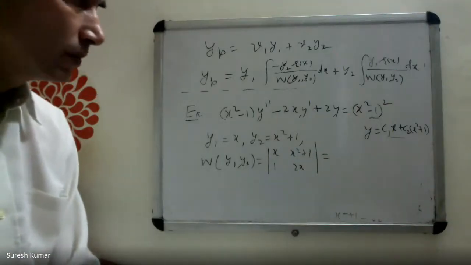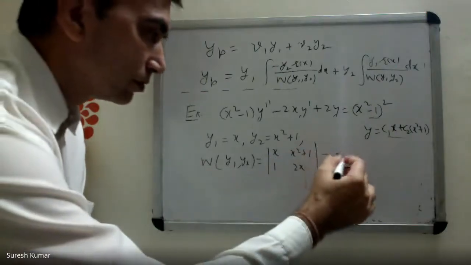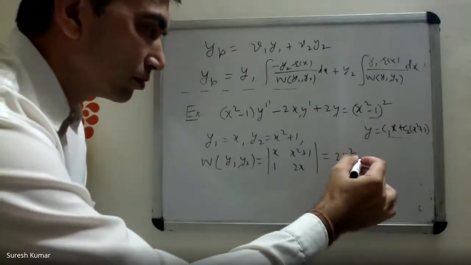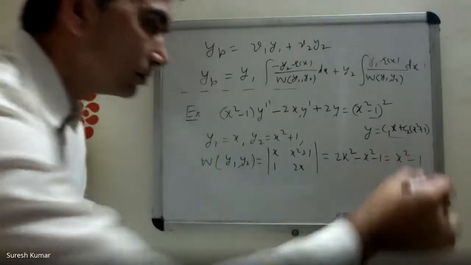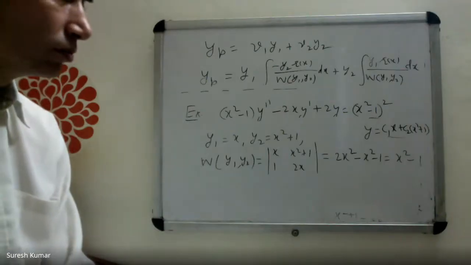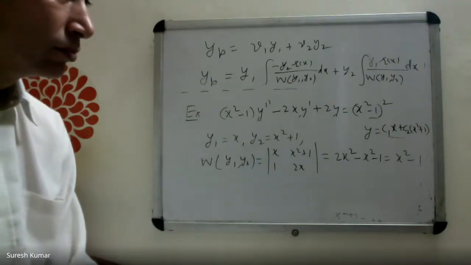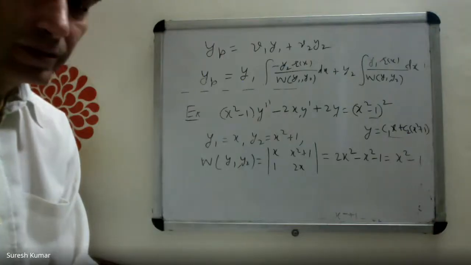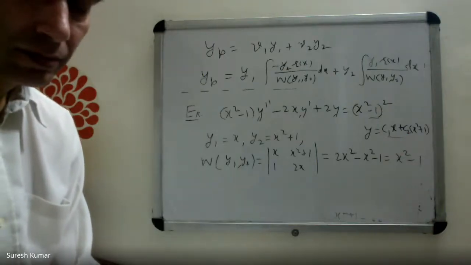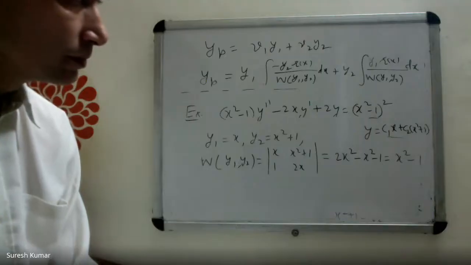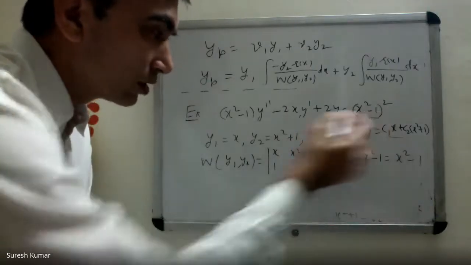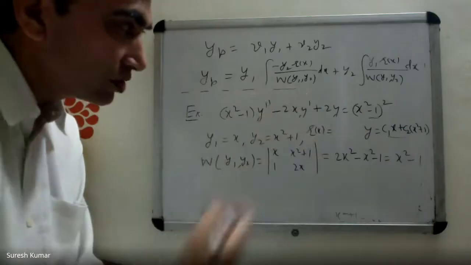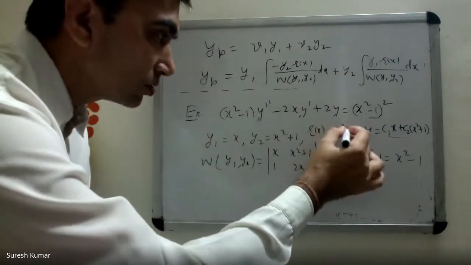So what do you get? 2x squared minus x squared minus 1, which means x squared minus 1. Is the Wronskian correct? Yes, sir. And what is Rx in this problem? Not the whole square. You will divide it, you will put it into the standard form. Then Rx is x squared minus 1.